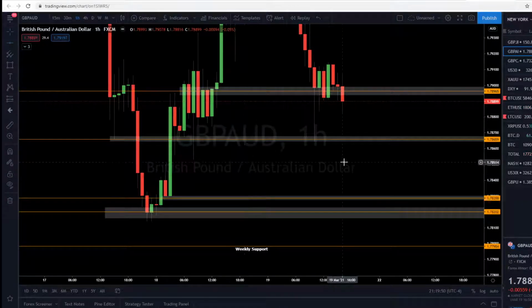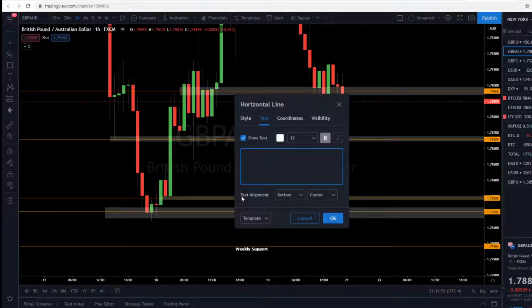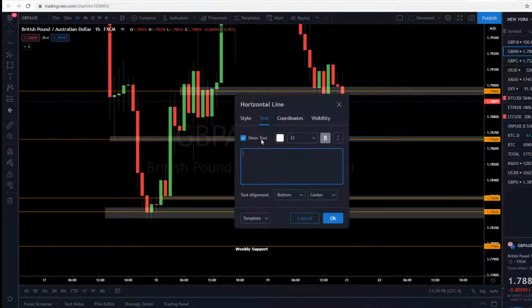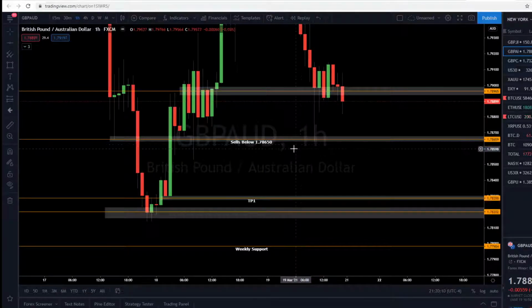So mark this as TP1. And then sells below 1.78650. Okay, so this makes sense as long as we break this wick.